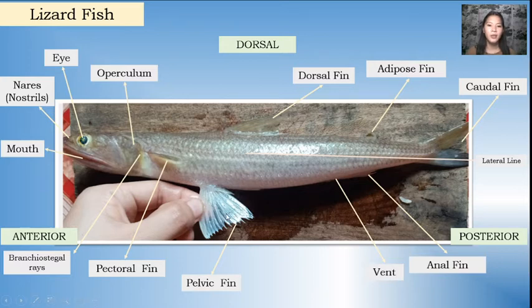So, si pelvic fin also, kinoconsider siya, ikinocompare siya sa atin sa tao na kamay. So, sa isda, ito ay tinatawag na pelvic fin. And then, they also use it to move forward, navigate, and survive. So, yun, ito ang kanyang vent. So, si anal fin and dorsal fin pala, they also use it to balance and close quarters movements.